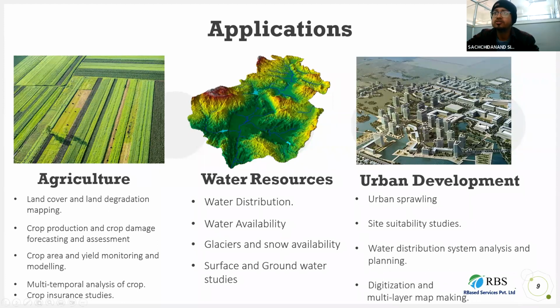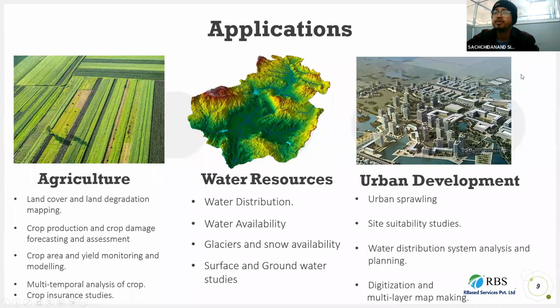Similarly, the water distribution system that goes to the cities: how the sewage line is distributed, how the pipeline is distributed, how the water is supplied to the city. That kind of work is also done in the case of urban. Then you also do the digitization and multi-layer map making.